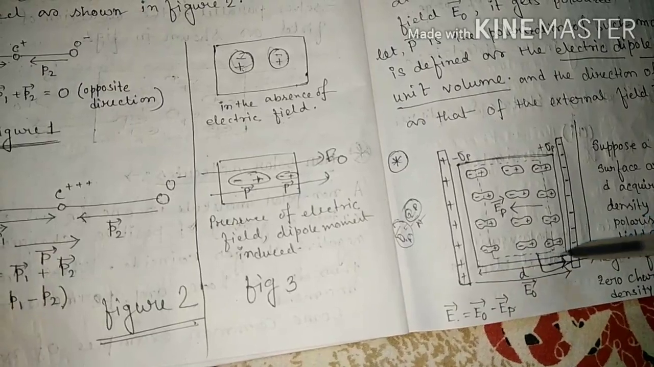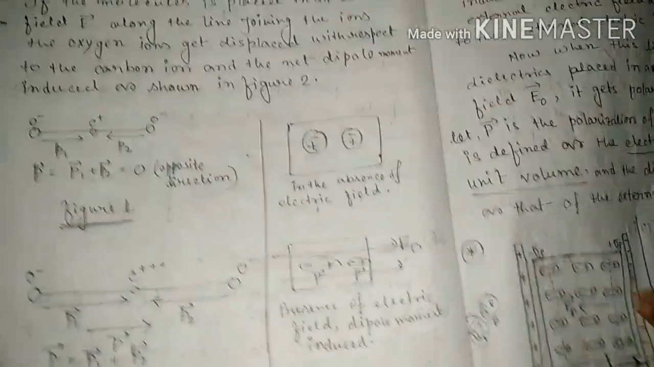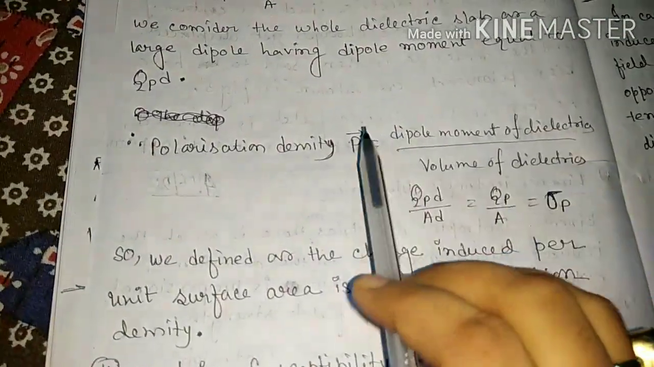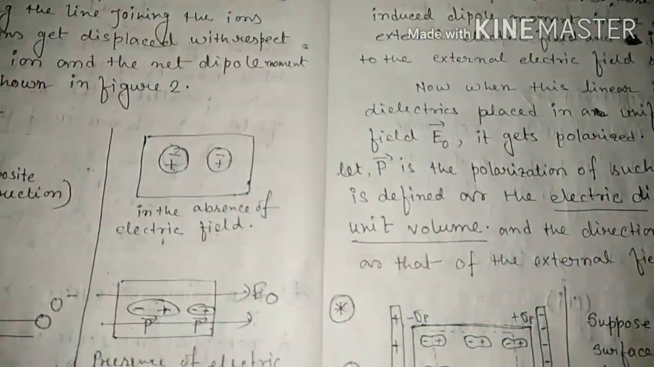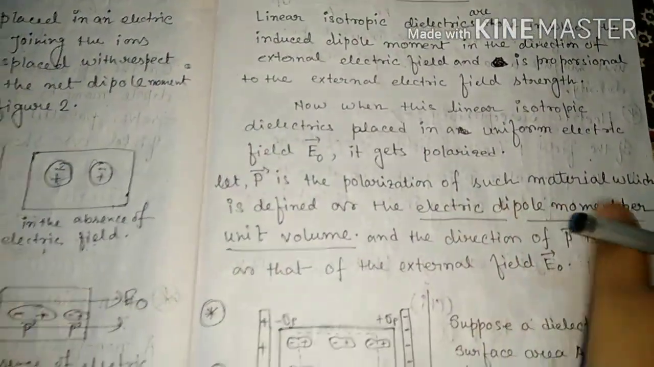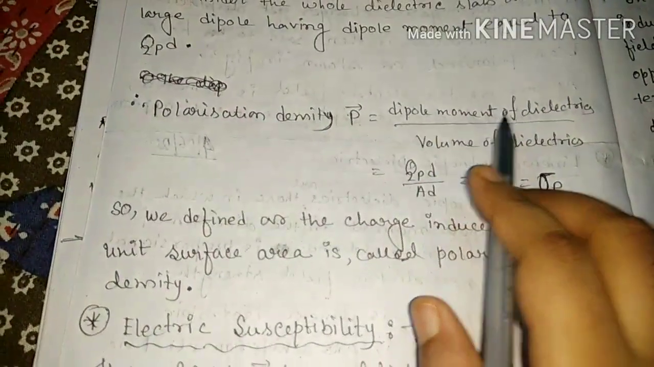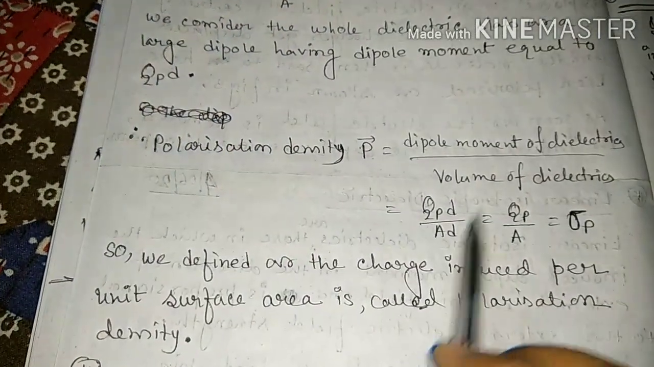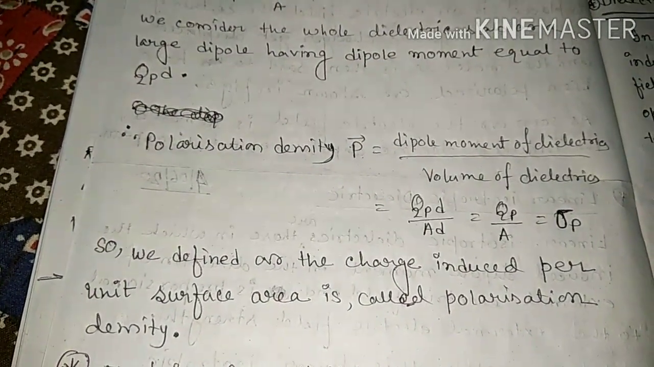So this thickness of the dielectric slab is the distance between the minus and plus charge. So qp, the polarized charge, into distance d. Now the polarization vector P, sometimes called the polarization density vector, is called electric dipole moment per unit volume. That means the dipole moment of the dielectric divided by the volume of the dielectric. The dipole moment is qp into d and the volume is a into d, the area into thickness.